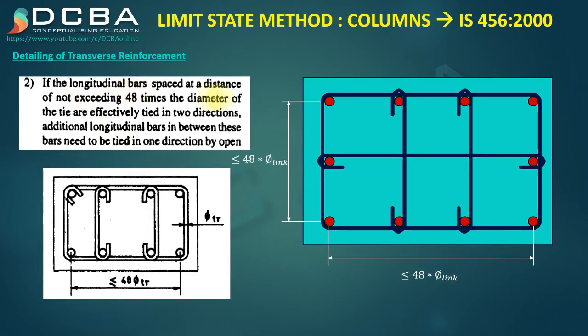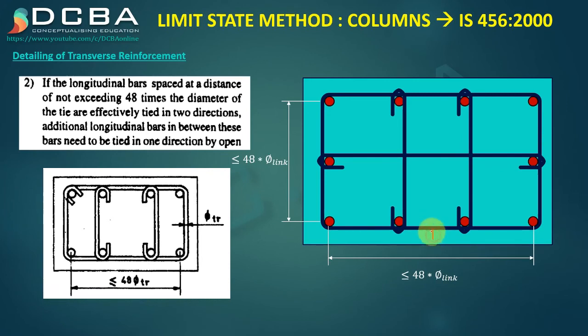Then if the longitudinal bar spaced at a distance of not exceeding 48 times the diameter of the tie are effectively tied in 2 directions, additional longitudinal bars in between these bars need to be tied in 1 direction by open links. So this type of link is called an open link, and we can use them when the distance between the longitudinal bars, extreme longitudinal bars, is less than 48 times the dia of link.